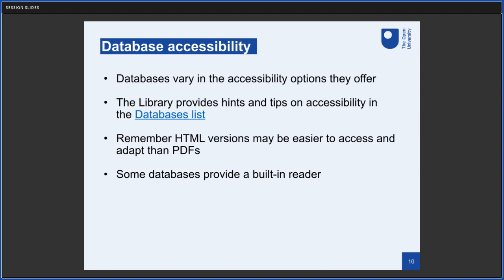Databases may provide different ways to access the full text. For example, a journal article may be available as a PDF and in HTML. Remember that HTML versions may be easier to access and adapt than PDFs. Some databases also provide a built-in reader.